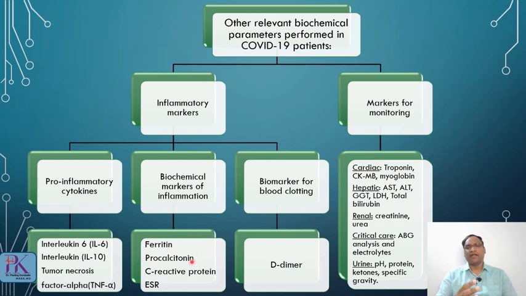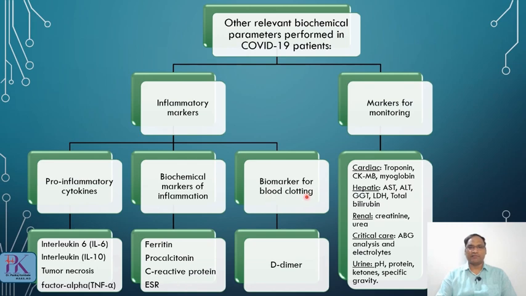Procalcitonin indicates sepsis, that is severe infection. So procalcitonin is a marker for sepsis. So ferritin, procalcitonin, CRP and ESR are the markers for inflammation.